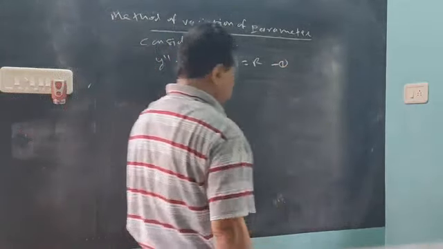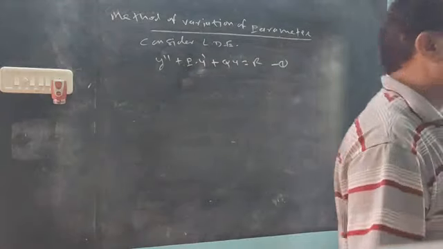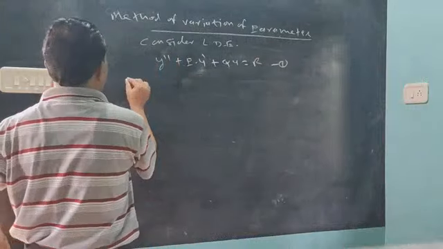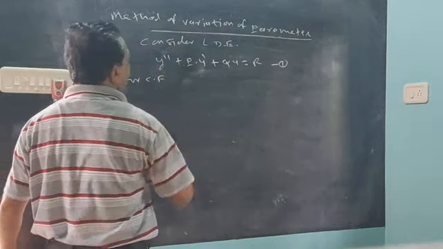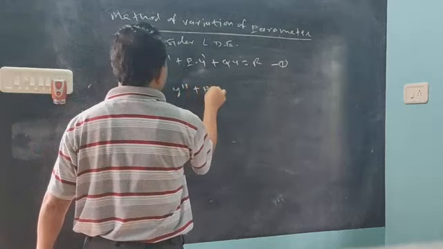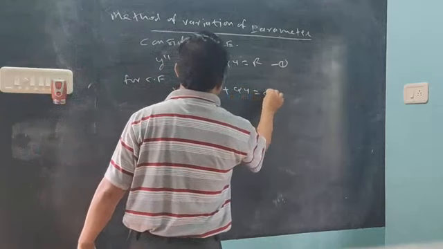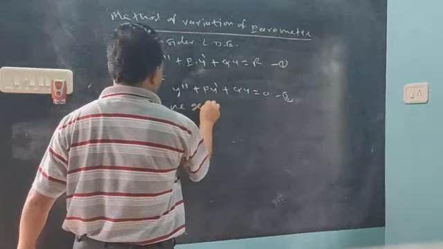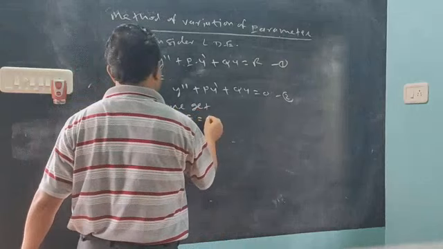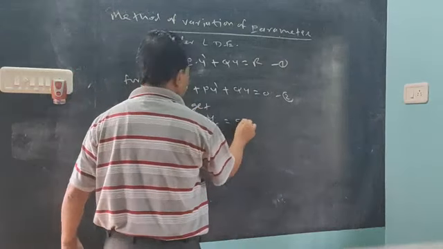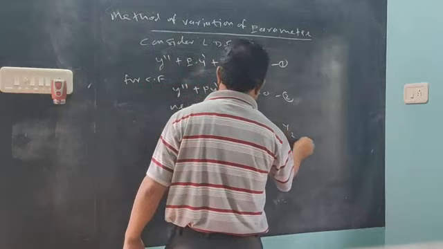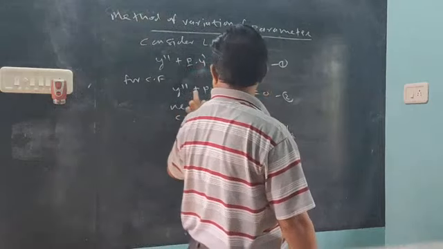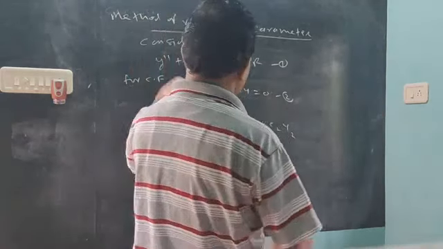On the right side, we study the rule: complementary function and particular solution; their addition will be the general solution. You know the method for the complementary function: y double dash plus P y dash plus Q y equal to 0, where we assume the right side to be 0, and we get the complementary function y_c, suppose C1 y1 plus C2 y2. Y1 and y2 are the two solutions of this differential equation. You know the method.